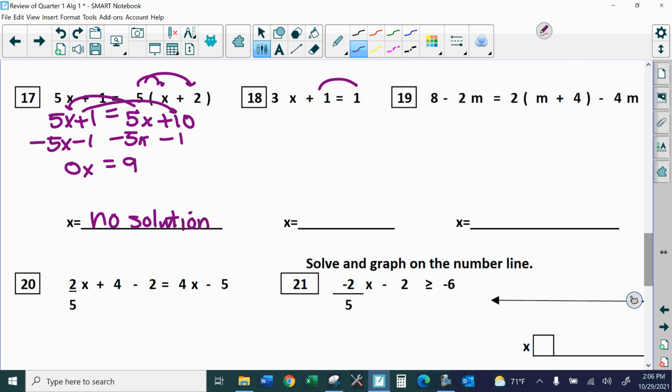Here, subtract the 1 across, 3x equals 0. 3 times what is 0? 0 is. You could have also divided by 3 if you wanted to, and get 0x equals 0 that way.